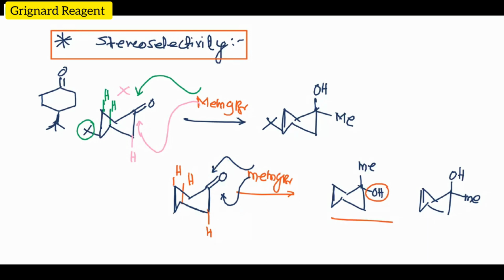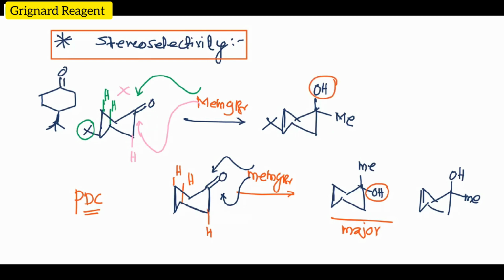That's why this is going to be the major product, and that phenomenon is called product development control. Here we are avoiding such crowding. Here very small, negligible crowding is there, and we are avoiding it. But in the first example, we cannot avoid the crowding because there is a bulky group, that is tertiary butyl. So that's why this OH is on top.